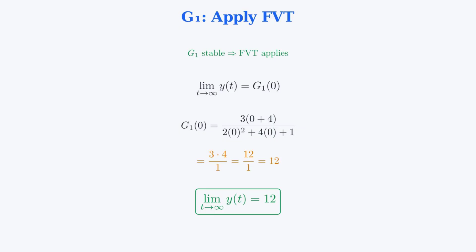The step response of g1 starts at 0, rises, possibly overshoots, and eventually settles to the horizontal line at y equals 12 as time grows large. The exact shape depends on damping, but the steady-state value is unambiguous, 12.